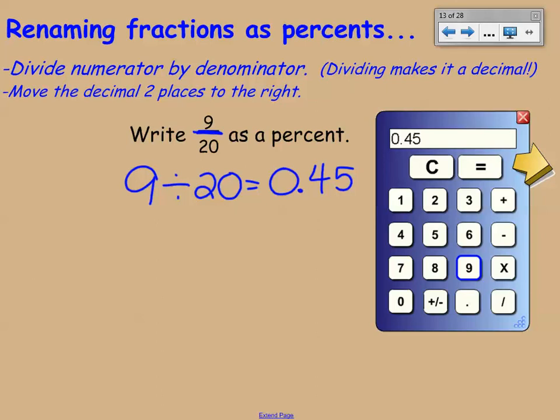So again, the line in the middle tells me to divide. So I'm going to divide, and dividing turns things into decimals. Then what I need to do is I need to move the decimal 2 places to the right, because again, my percent is always going to be bigger than the decimal. So when I move this to the right, you end up with getting 45%. So 9/20ths equals 45%. Remember, our fractions and percents won't always look similar.